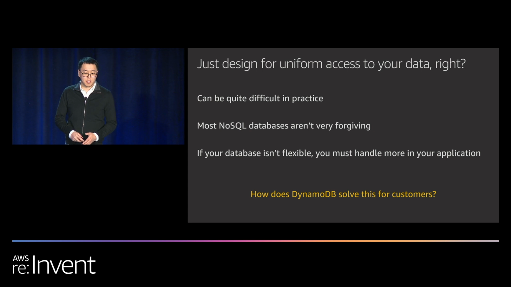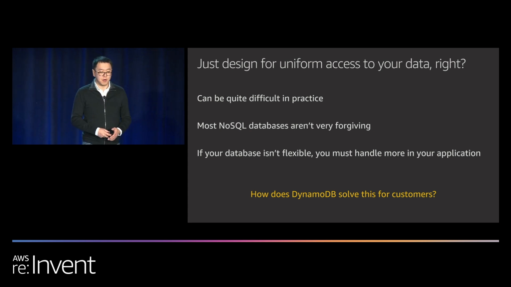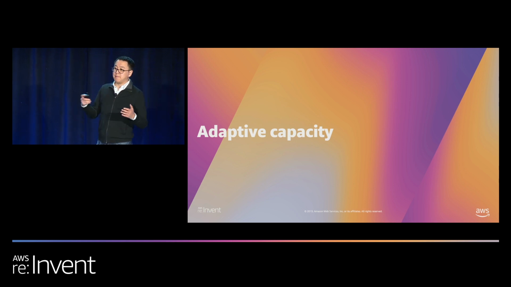So how does DynamoDB solve this problem of imbalanced access or non-uniform access for our customers? This is where adaptive capacity comes in.